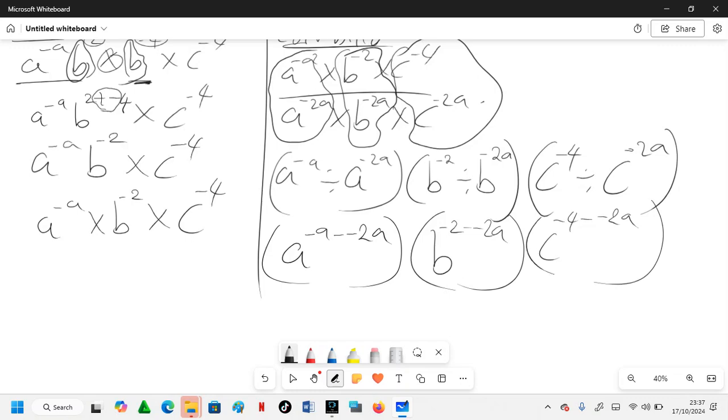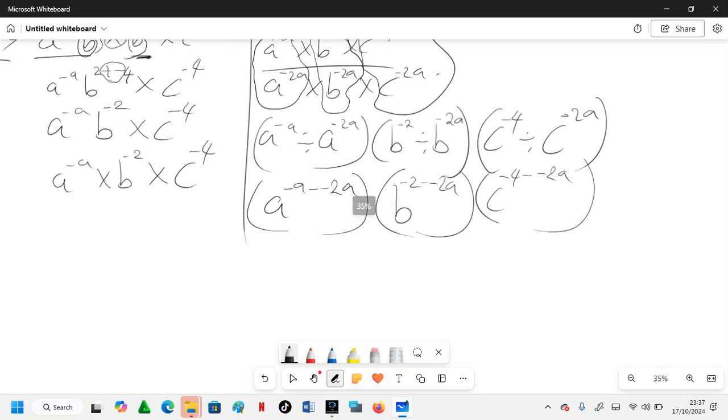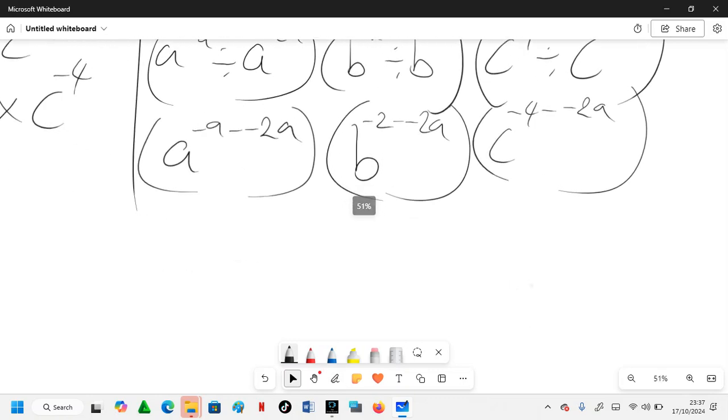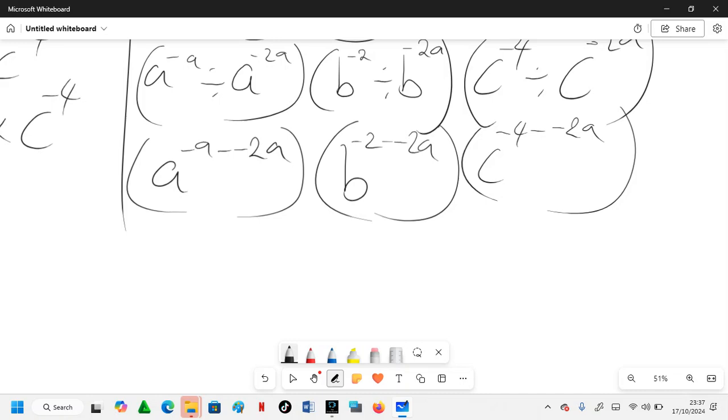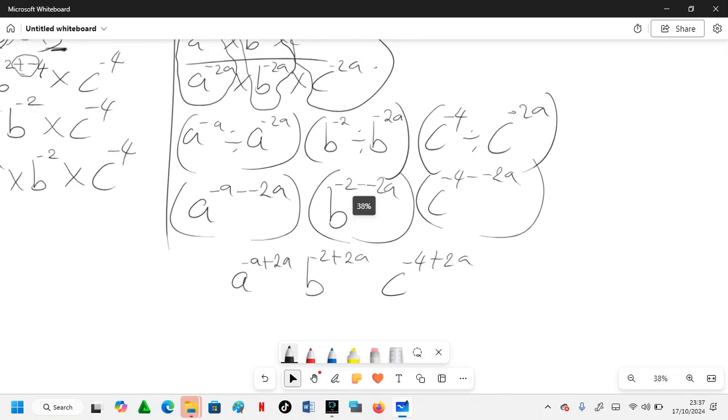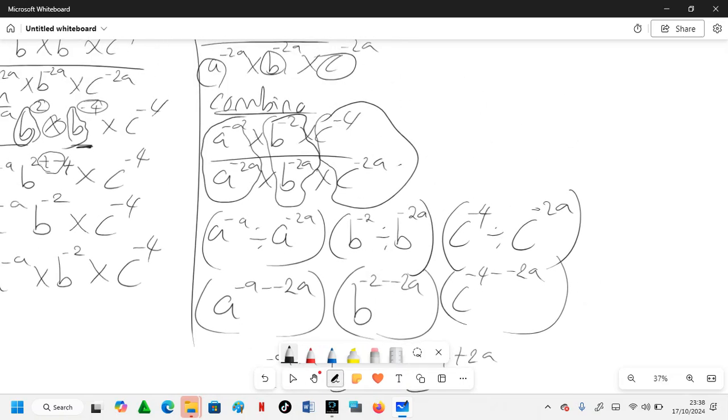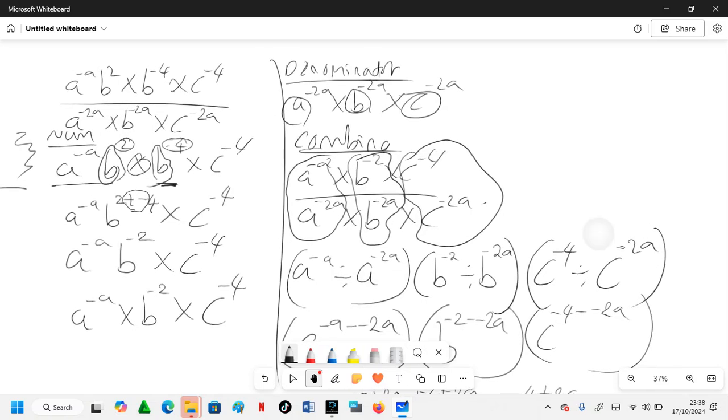You've got to be very careful with the signs, right? You have to be very careful with the signs. So that here we are going to have a to the power of negative a plus 2a, b negative 2 plus 2a, right? And then c negative 4 plus 2a. And I don't understand why this is a. Was it a since the beginning?